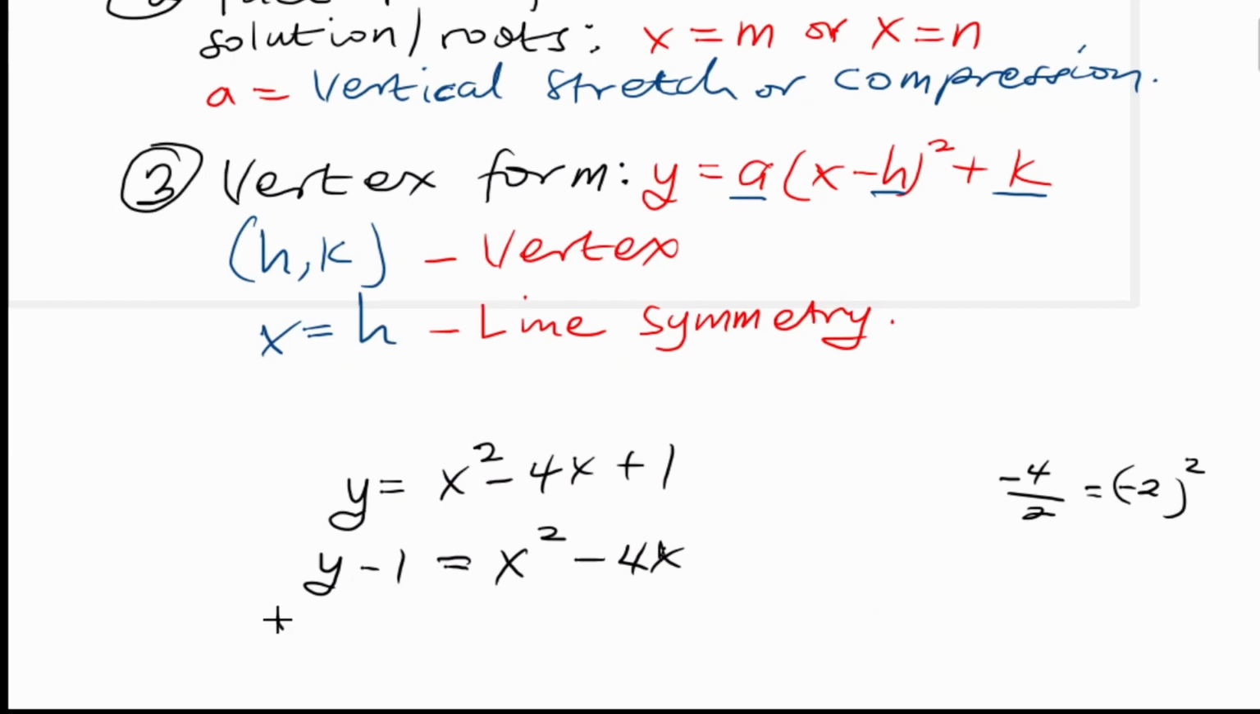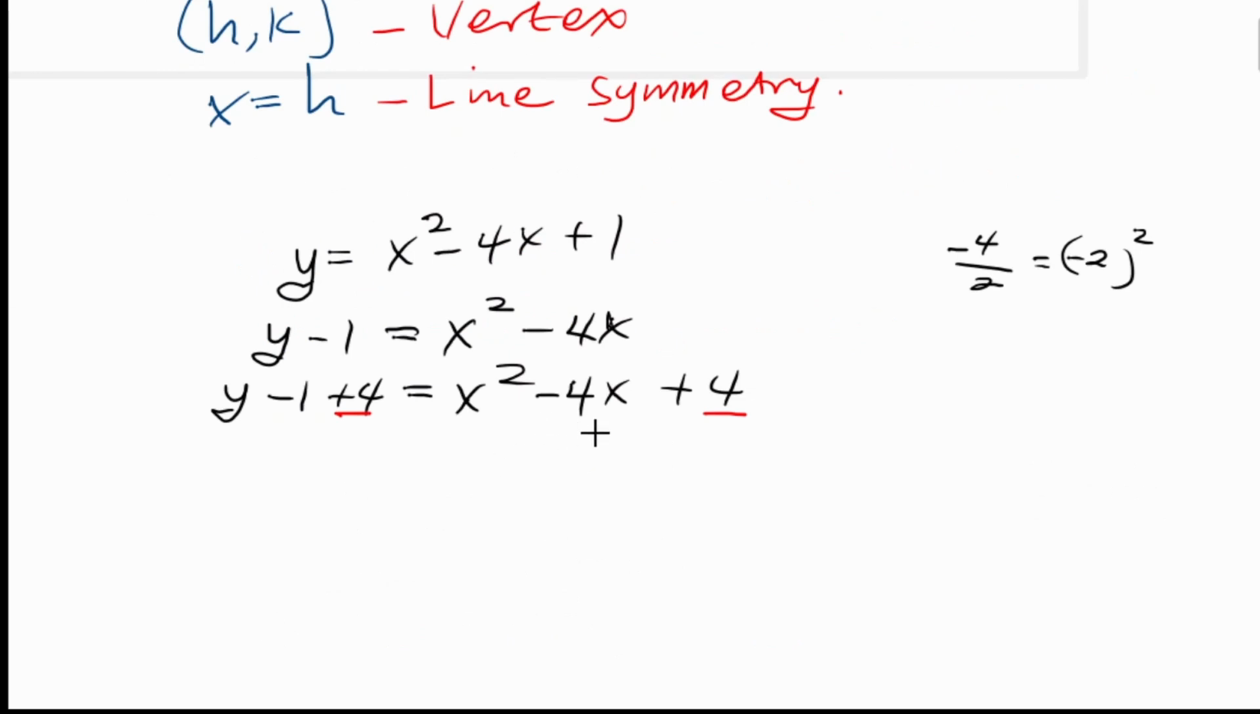That becomes y minus 1 plus 4, because the square of -2 equals 4, equals x squared minus 4x plus 4. Don't forget that these 4 and these 4 are the square of half b that we added to both sides to give us that. The right side of this equation now becomes a perfect square.